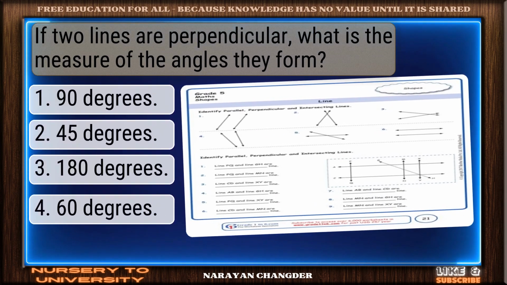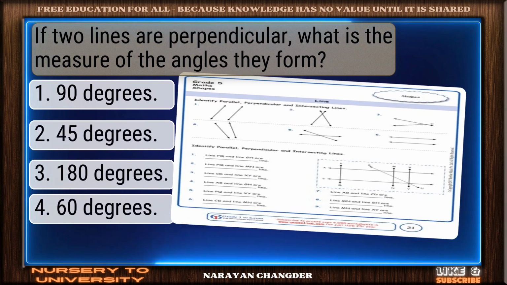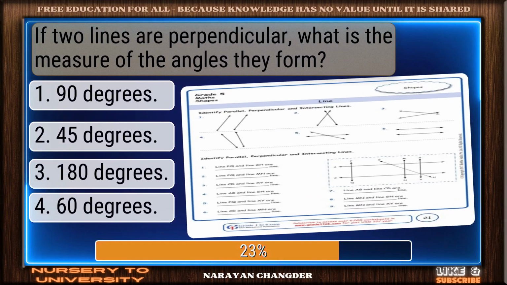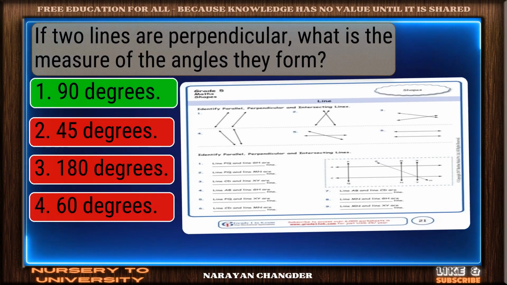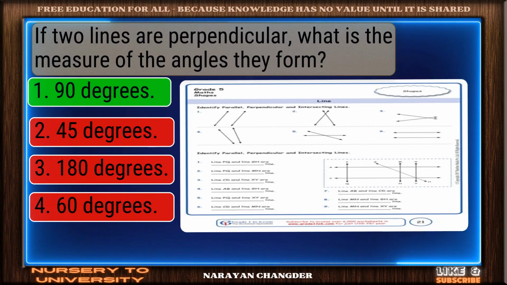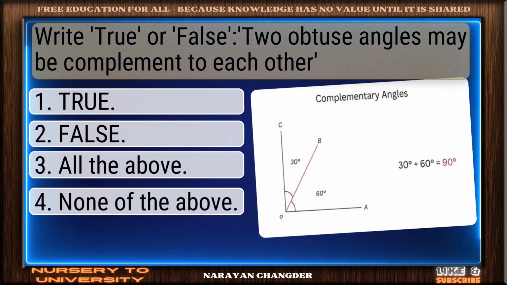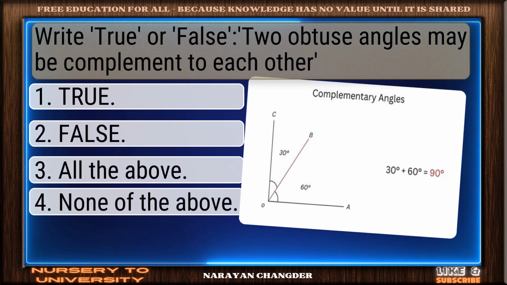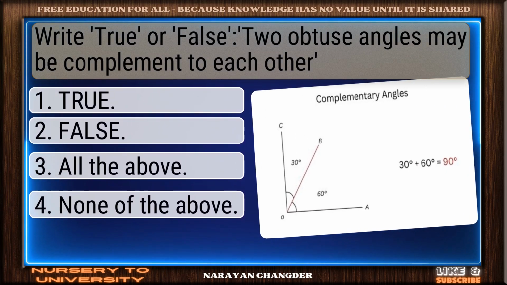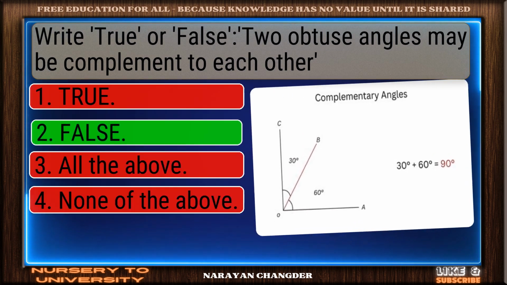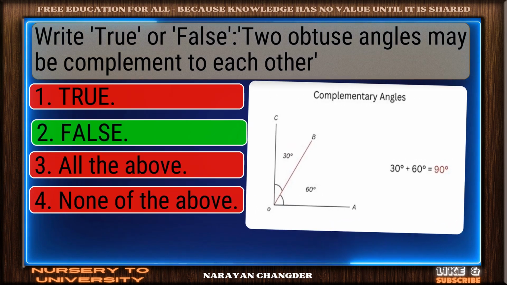Question number 75. If 2 lines are perpendicular, what is the measure of the angles they form? Well reasoned. 90 degrees is the correct choice. Question number 76. Write true or false: 2 obtuse angles may be complementary to each other. Solid response. False is a valid choice.